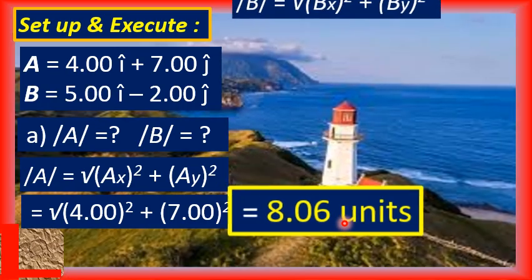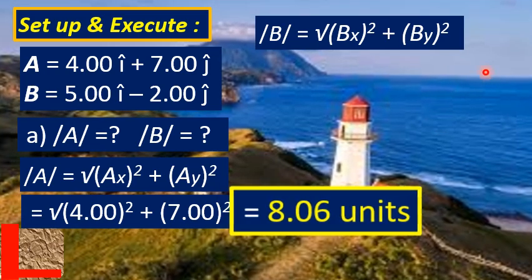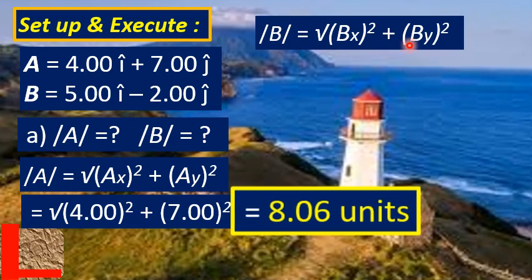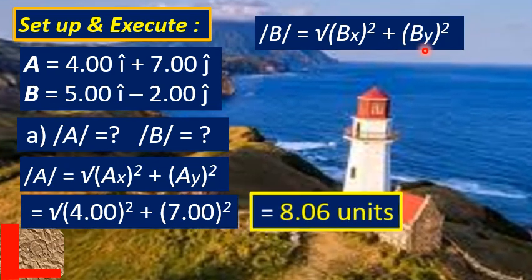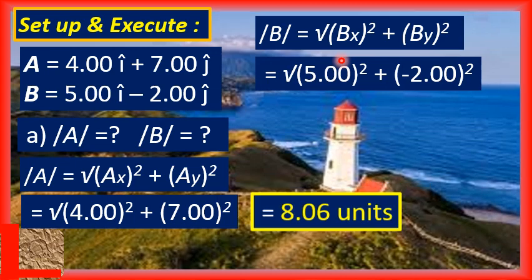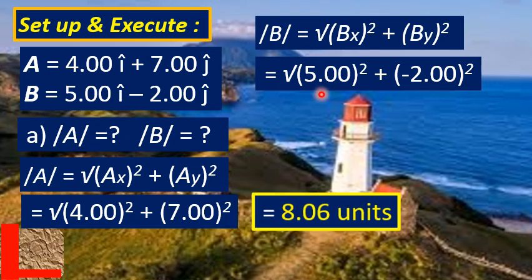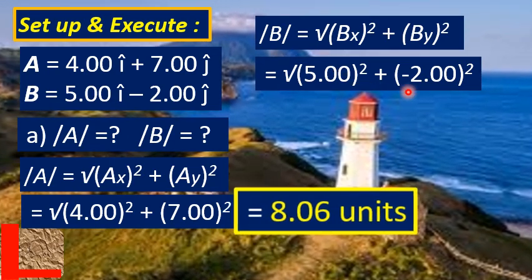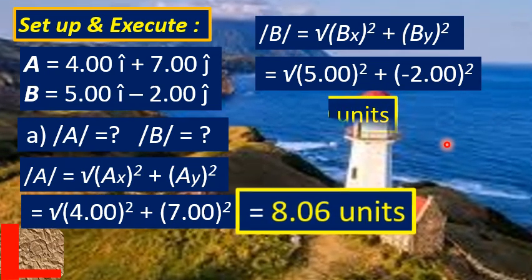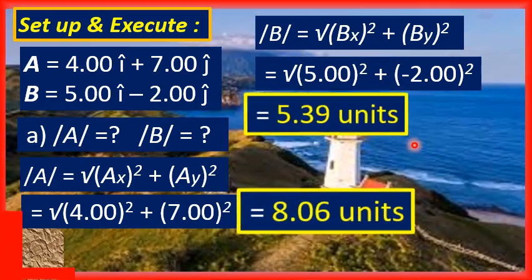Similarly, the magnitude of vector B is also equal to the square root of the sum of the squares of the x component Bx and By. Substituting, we get the magnitude of vector B equals the square root of 5.00 squared plus negative 2.00 squared. And doing our math, we will get the magnitude of vector B equal to 5.39 units.